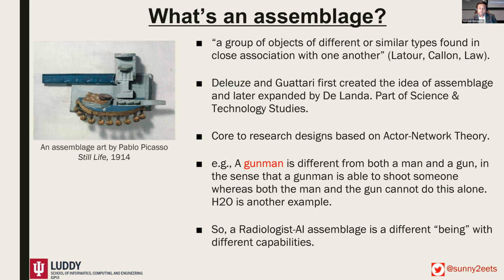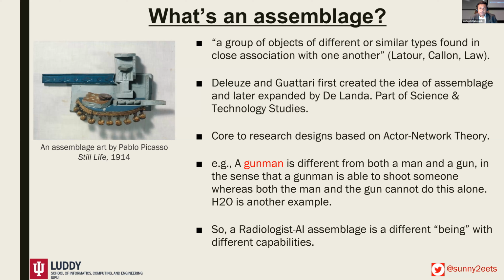A gunman is different from both man and a gun in the sense that a gunman is able to shoot someone, whereas the man and the gun alone cannot do this. So the properties of this assemblage are very different. Another example is water. The separate components of water have different capabilities. Hydrogen and oxygen are both combustible and support fire. On the other hand, water extinguishes fire, with very different capabilities. So the idea of assemblage is that it's greater than the sum of the parts, and that the capabilities of the assemblage are very different from the individual elements that participate in an assemblage.